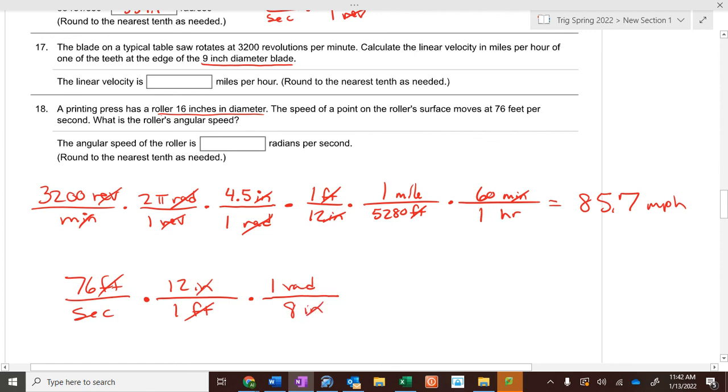So you take 76 times 12 divided by 8. That should come out to be a nice number. What? 114 radians per second.